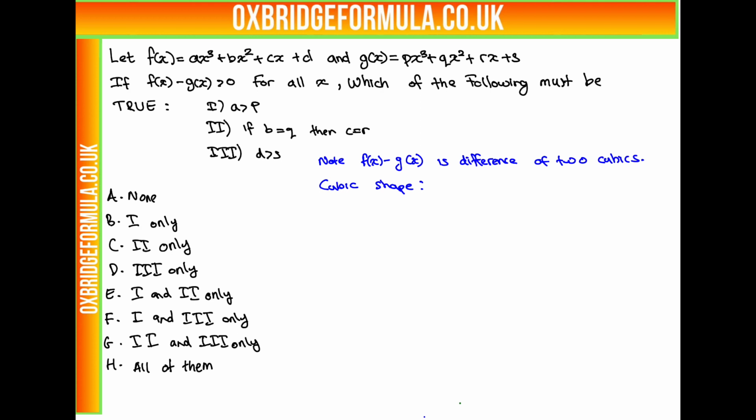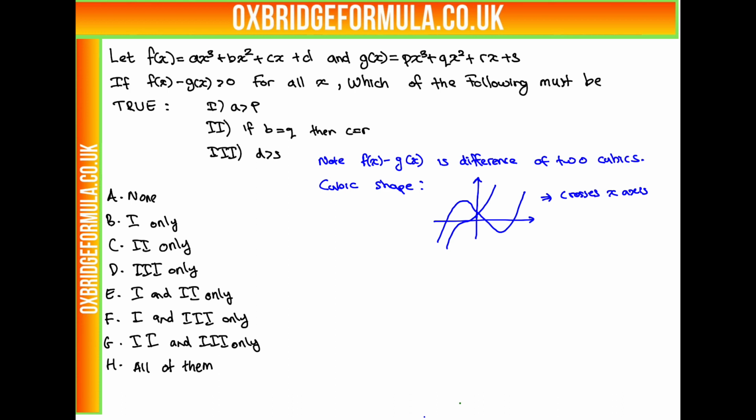First, note that f of x minus g of x is the difference of two cubics. So if it's a difference of two cubics, then we might think that it is a cubic and it looks something like one of those two graphs, right? These are just the two possible shapes that a cubic could have. But in either case, we can see that the cubic will cross the x-axis. So that means f of x minus g of x cannot be always positive if f of x minus g of x is a cubic. So that means f of x minus g of x is not a cubic. Therefore, it must be a quadratic or a linear thing or a constant.